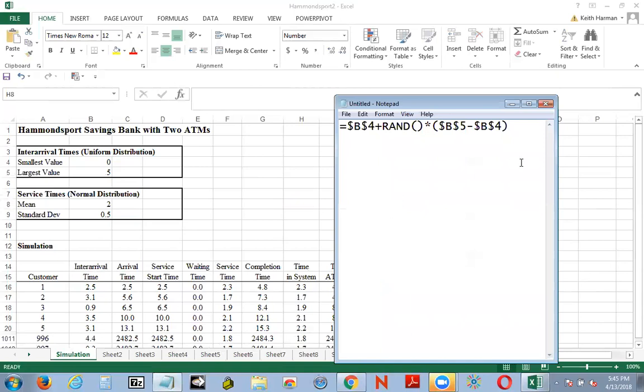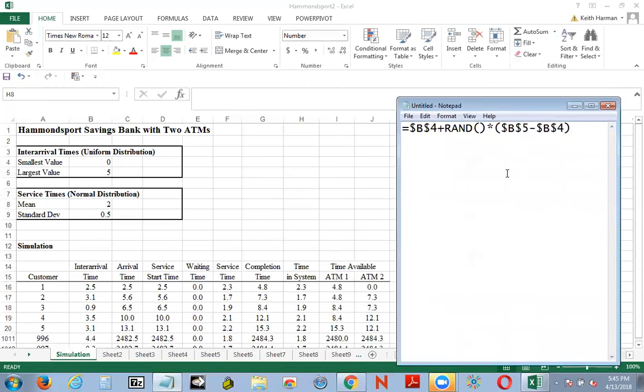Now I want to put this back up here for a minute because you can see we're looking at B4, which is 5, plus some random number, and that's times B5 minus B4. And we get the enter arrival time, and that's at 2.5.